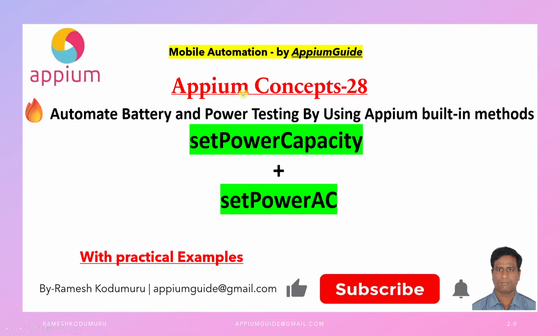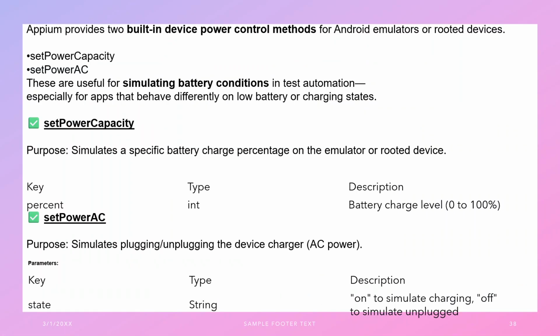As a part of our APM concept series, in this video we are going to discuss how to automate battery and power testing by using the APM built-in methods. We have two methods provided by the APM, that is setPowerCapacity and setPowerAC. So we'll discuss what exactly these two methods are all about.